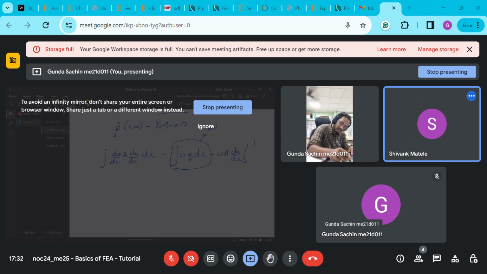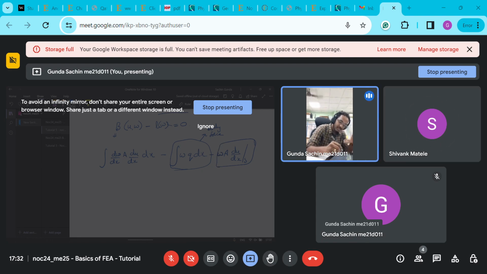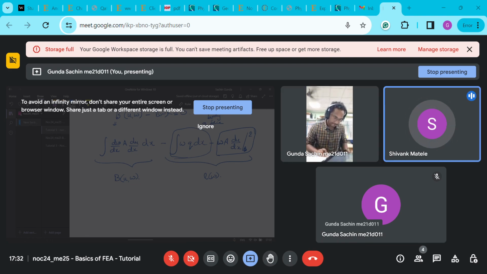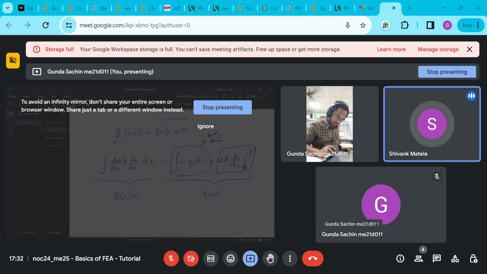This one is due to the external body force, just body forces. This other one comes from applying the UV rule, and it represents external forces. So these two become functions of w, and this one becomes the bilinear function in terms of u and w.